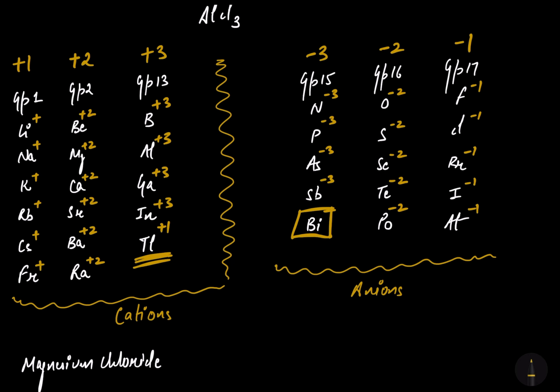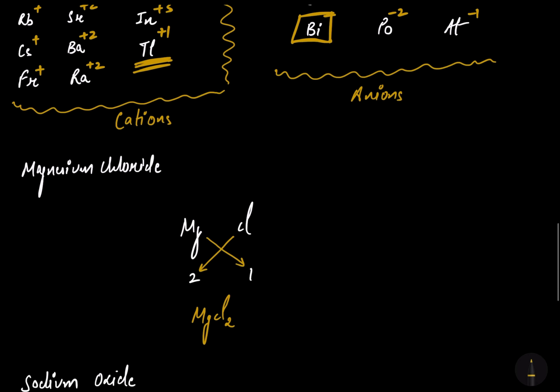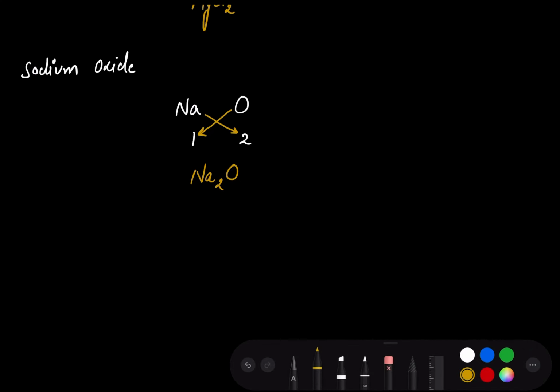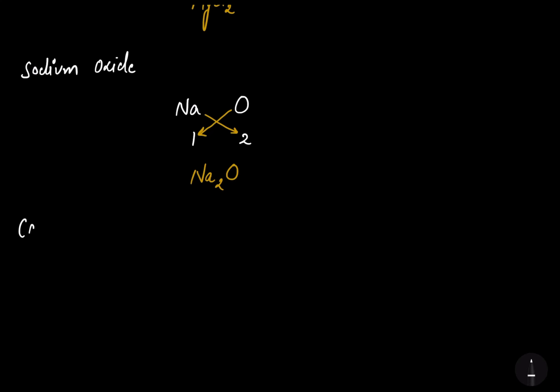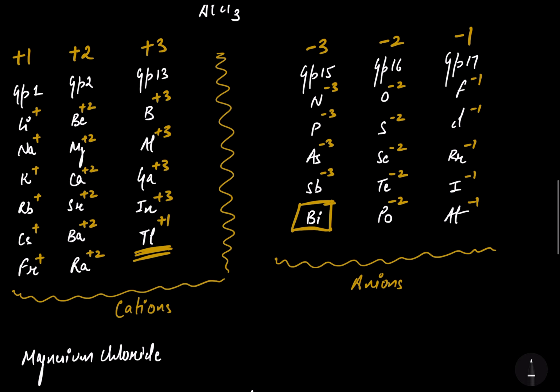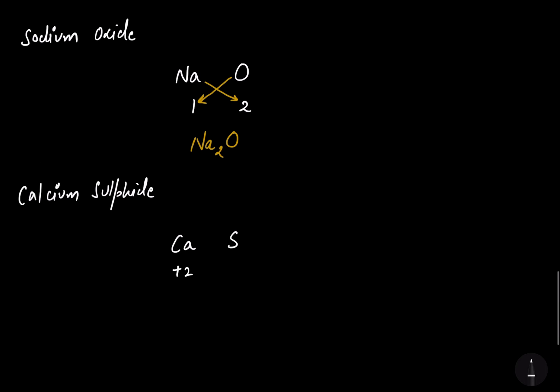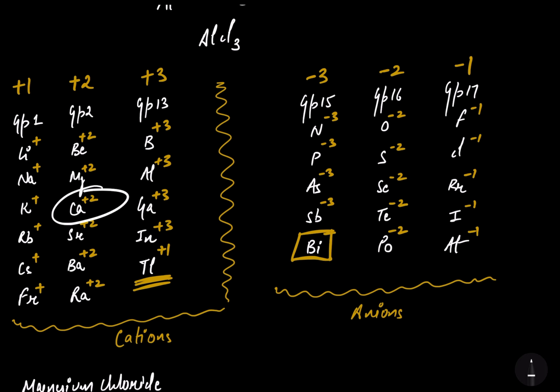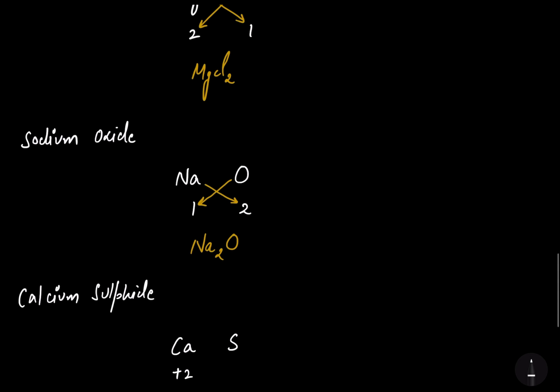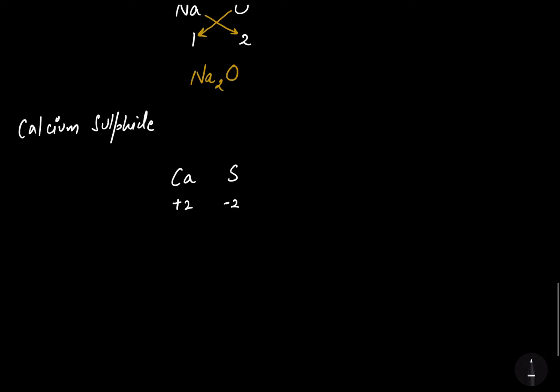Let's talk about calcium sulfide. Now I'm talking about calcium sulfide. What's the symbol for calcium? It's Ca. What's the symbol for sulfur? It's S. Now what's the oxidation state of the calcium? It's +2. So I'm writing +2 over here. What's the oxidation state of sulfur? It's -2. So we are writing -2 over here.